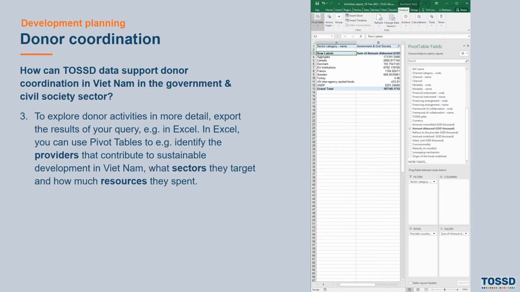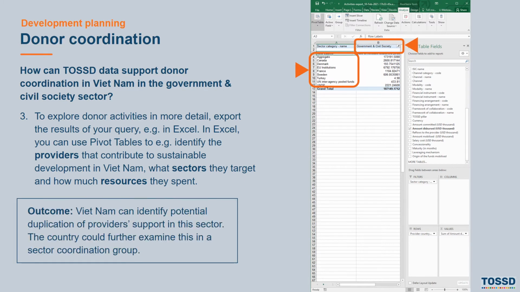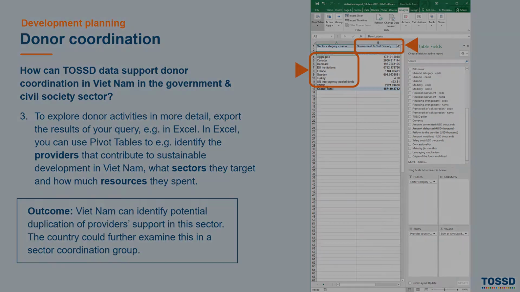Also in this case, it is possible to export the data in Excel and have a pivot table through which we can have a look at the donors that are supporting most activities, in this example in Vietnam. For example, through this pivot table we can see that Canada, Denmark, and EU institutions are the ones that support more of these projects in Vietnam, and this information could help improve coordination.